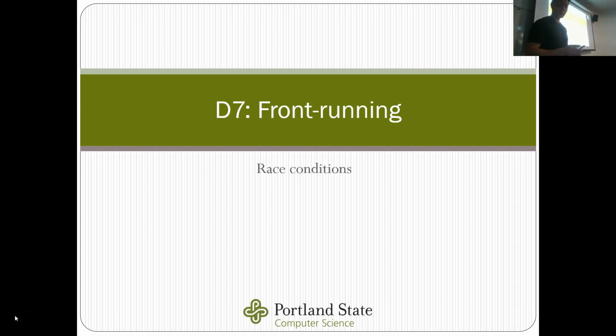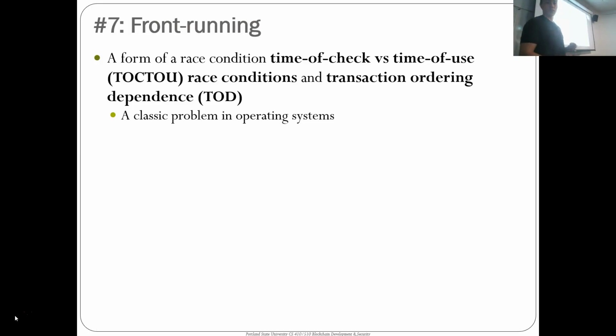So the first thing I want to talk about is front running, and this is a special case of a race condition. So it's a form of a race condition, and you may have seen this if you've taken Charles's security class, 491, 591. This is a classic problem in time of check versus time of use operations. It's also known as transaction ordering dependence. And this is a classic problem in operating systems.